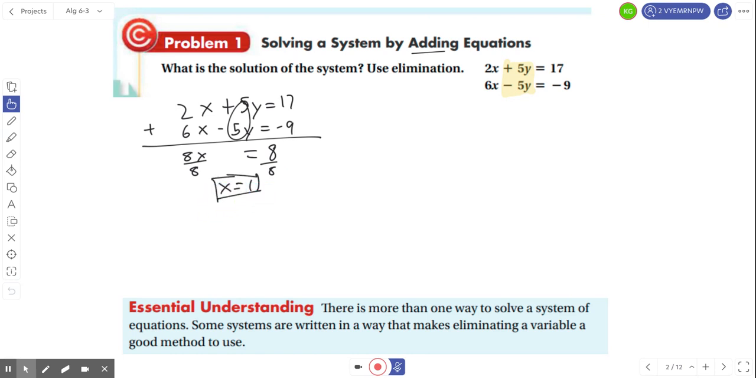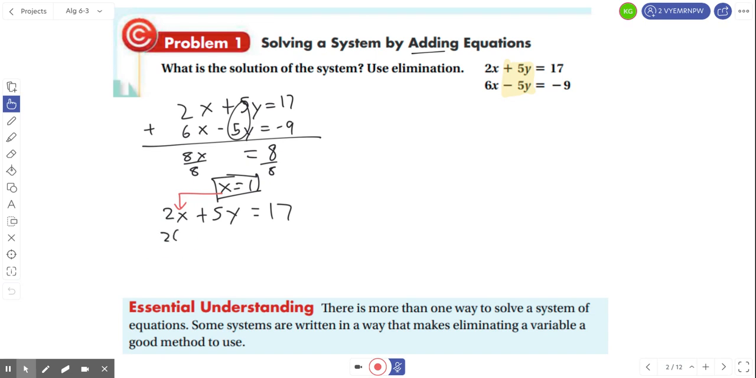That's half my solution. I also need to know what y is, so I can take this x equals 1 and put it back into either of the equations. I will put it into the first one, 2x plus 5y. But that was the elimination part. Now I'm just going to substitute x equals 1 back into the original equation. I want either of the original equations, and I chose this one because it was on top.